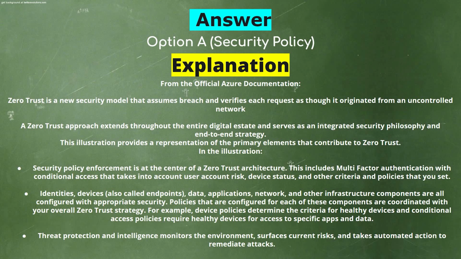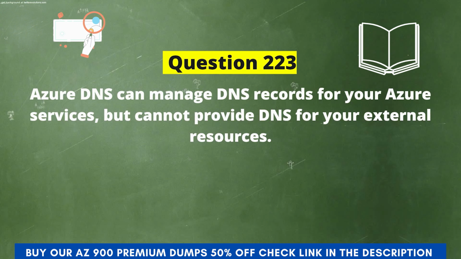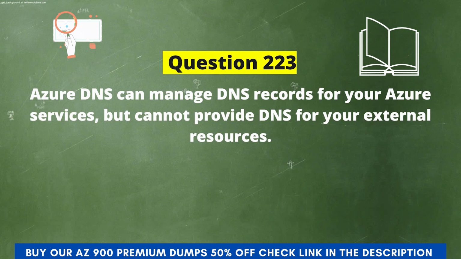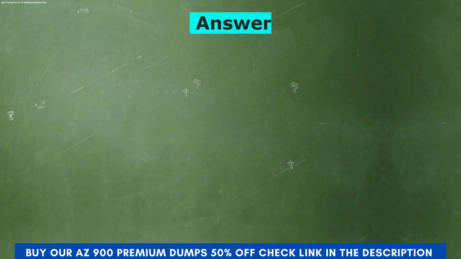Number 3, threat protection and intelligence monitors the environment, surfaces current risk, and takes automated action to remediate attacks. Next question. Azure DNS can manage DNS records for your Azure services, but cannot provide DNS for your external resources. Is it true or false? And the correct answer is, it's false.